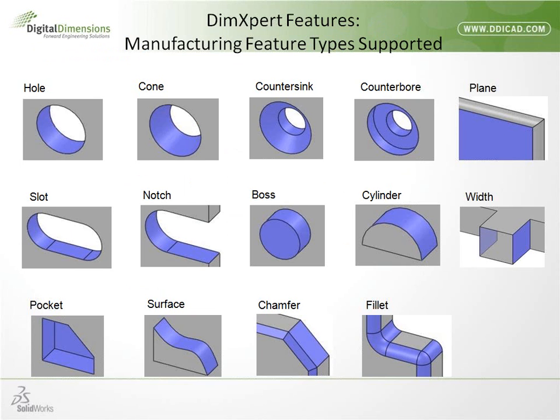The DimXpert features that are supported are holes, cones, this would be an angled hole with taper on it, countersinks, counterbores, and planes, slots, notch, boss, cylinders, width features, pockets, surfaces, chamfers, and of course fillets.